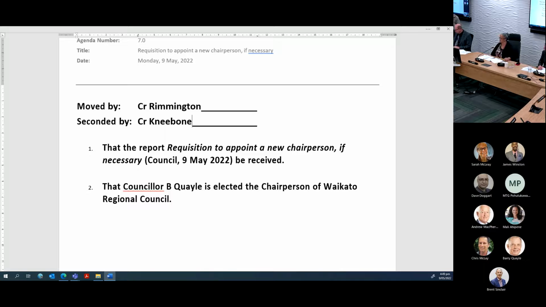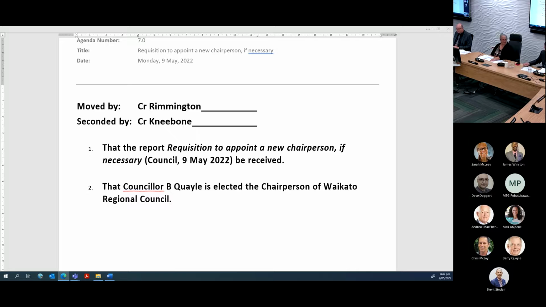So we have a mover and a seconder for the two recommendations on the wall. Are we all in favour? And those against? Noted, 2 against. I think there might have been 4. 1, 2, 3. Who's the fourth? Are you against, Councillor Husband? No. Okay.